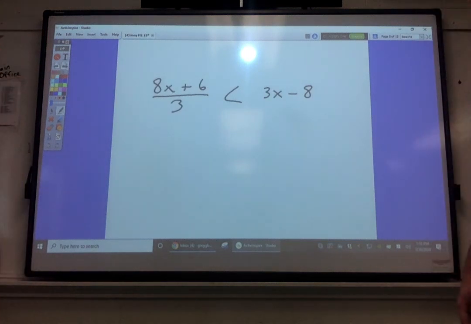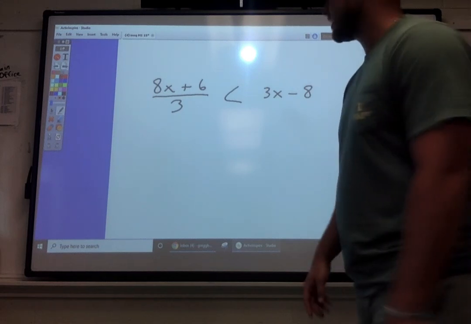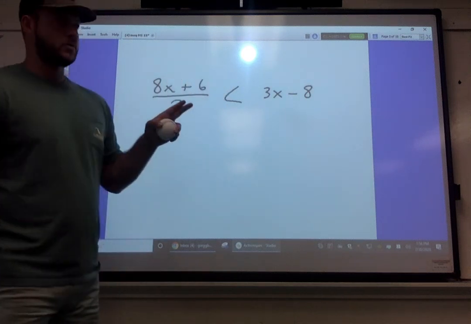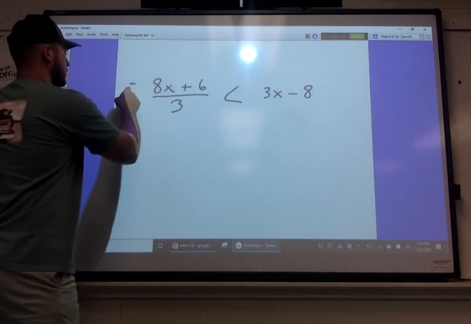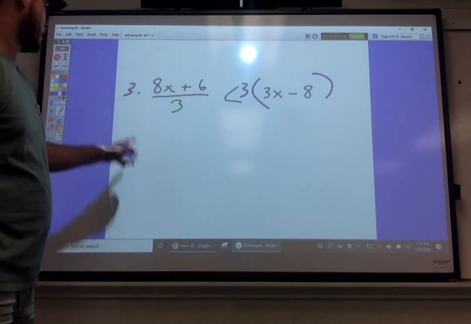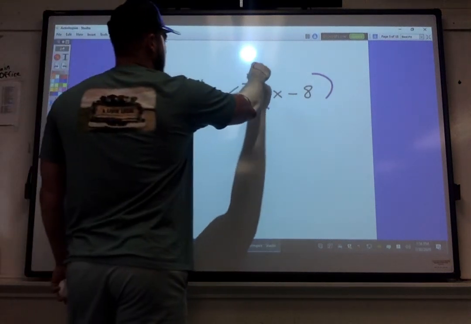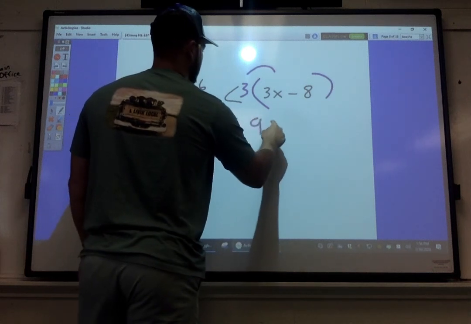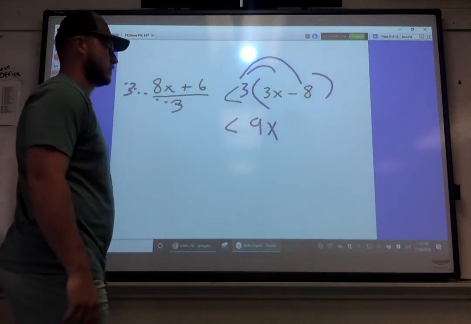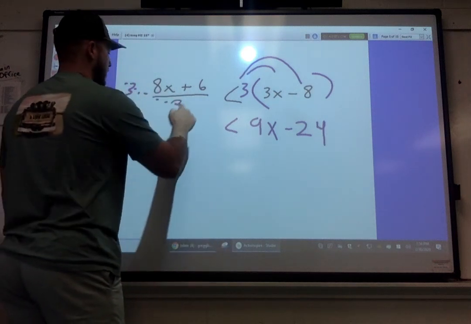Here's another example. Click pause. All right, let's see if you guys got it right. Similar to the one we just did, we're still going to multiply by 3 on both sides. So I'm going to go ahead and mark these 3's out, and we're going to distribute over here on the right. So, 3 times 3x is 9x. 3 times negative 8, don't forget that negative sign. 3 times negative 8 is negative 24. And I'm just going to simply bring down my numerator on this side.